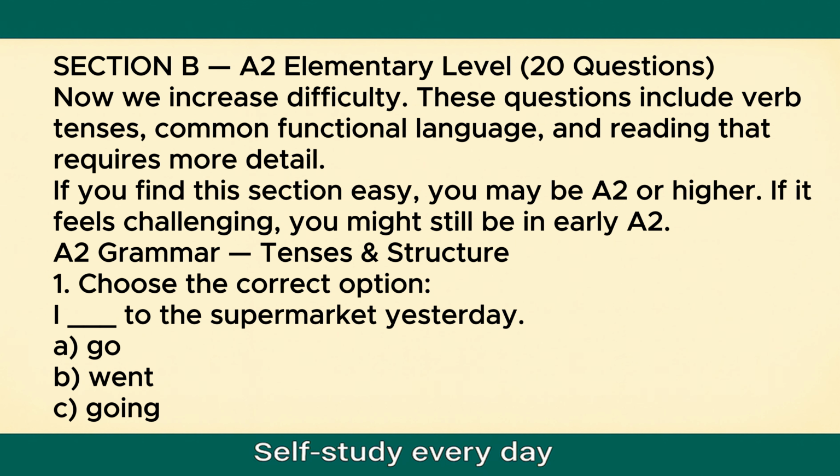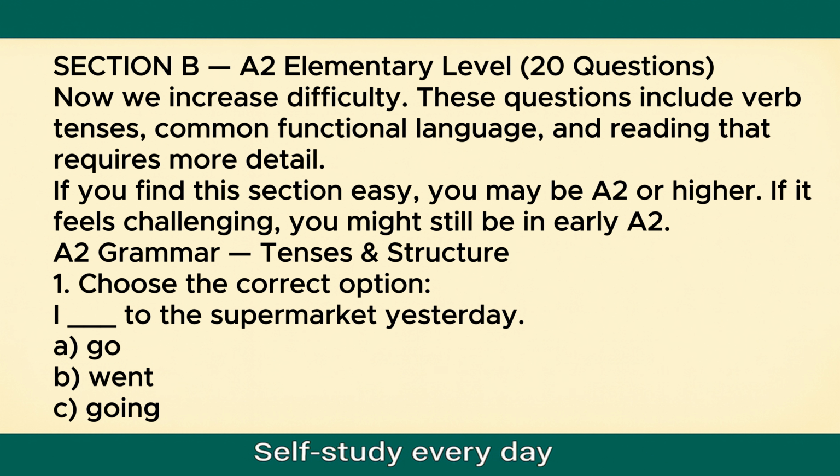Section B, A2 elementary level, 20 questions. Now we increase difficulty. These questions include verb tenses, common functional language, and reading that requires more detail. If you find this section easy, you may be A2 or higher. If it feels challenging, you might still be in early A2.